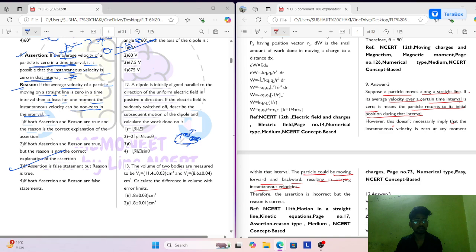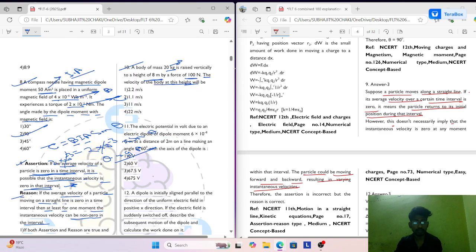A body of mass 20 kg is raised vertically to a height of 8 meter by a force of 10 into something. Find the velocity of the body at this height. So F is equal to m into a, right? F is 100, m is 20, a means v minus u by t. Okay, so yeah, sorry, we have to calculate the velocity, right? So how to calculate the velocity here?